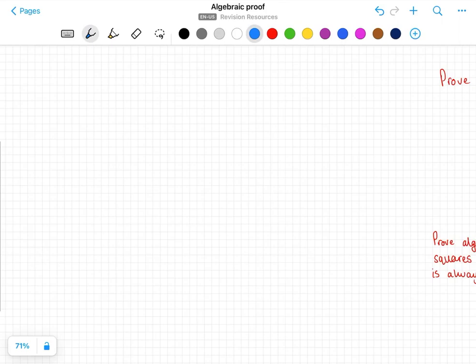Algebraic proof. The keywords and basics for algebraic proof are as follows.